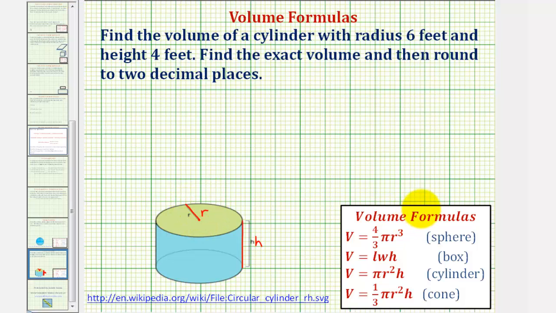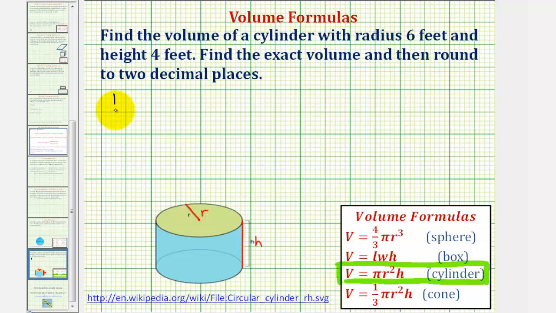Here we see some of the more common volume formulas, but again, because we have a cylinder, the volume is equal to pi r squared h. Well, this formula comes from finding the area of the base and multiplying by the height. So let's go ahead and set this up.